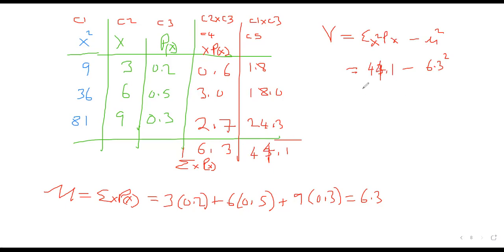So what is 6.3 squared? I don't have a calculator here, I'm just using my head. 6.3 squared will be about 39.69, somewhere there. When we subtract this from 44.1, we're going to get 4.41. So this is called our variance.